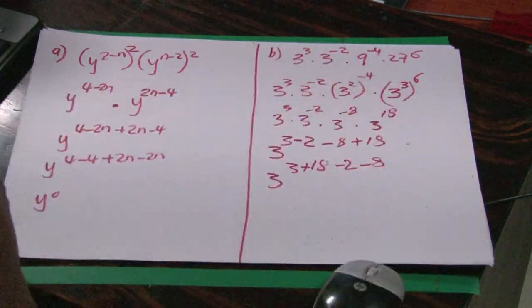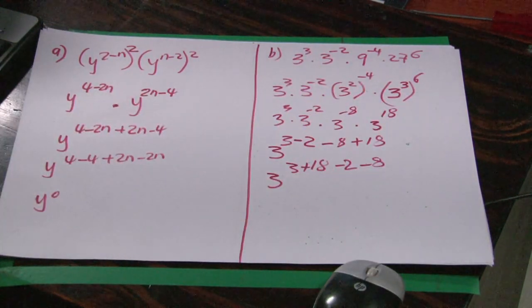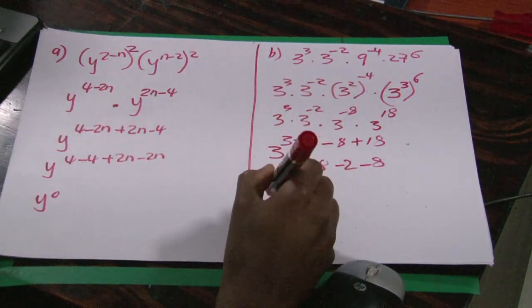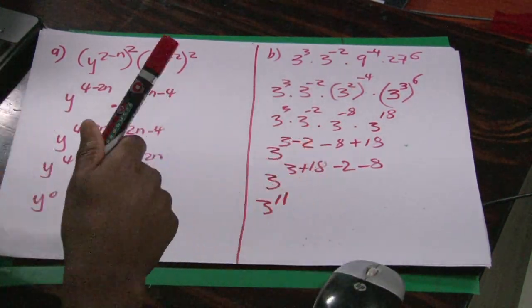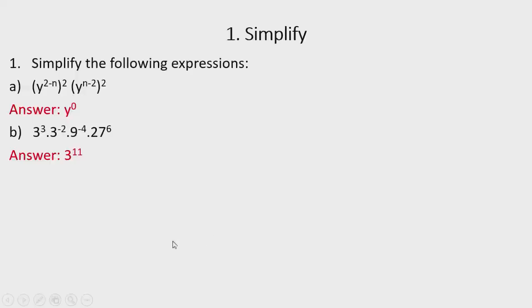Then 21 minus 2, then minus 8, you can punch on your calculator. It will give you 11. So the final answer will be 3 to the power 11. That's how we got 3 to the power 11, as you can see on your screen. That's how to simplify. Make sure that the base is the same, then you apply the rules of indices.